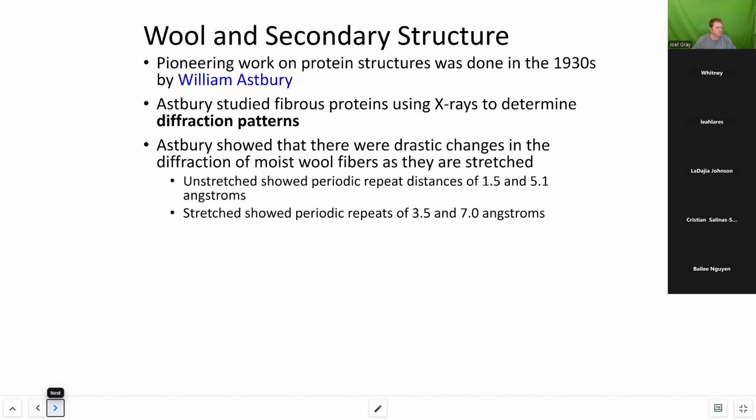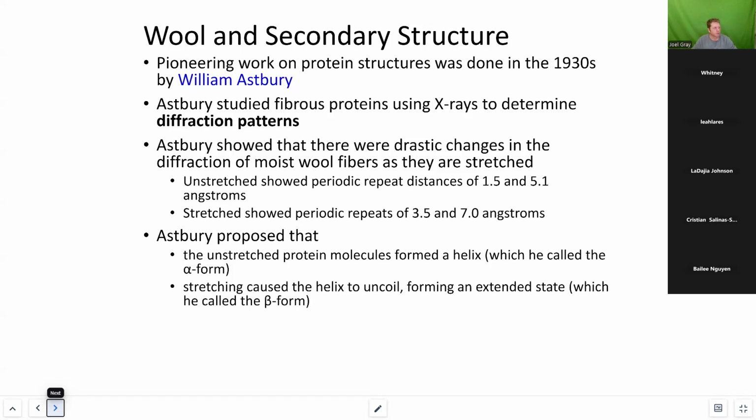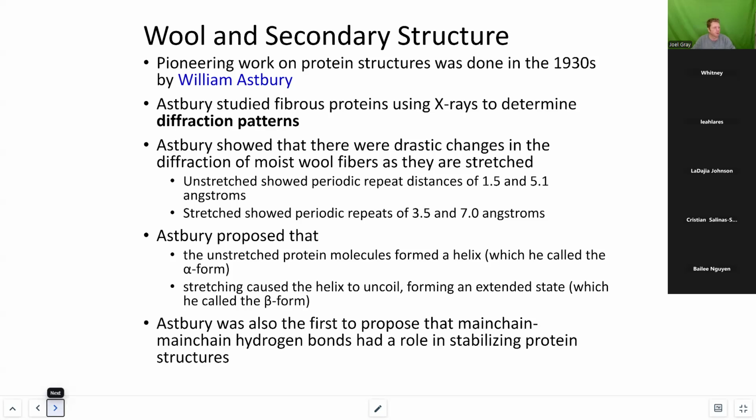continuous repeats. Astbury proposed that the unstretched protein molecules formed a helix, which he called the alpha form. Stretching caused the helix to uncoil, forming an extended state, which he called the beta form. Astbury was also the first to propose that main chain hydrogen bonds had a role in stabilizing protein structures.